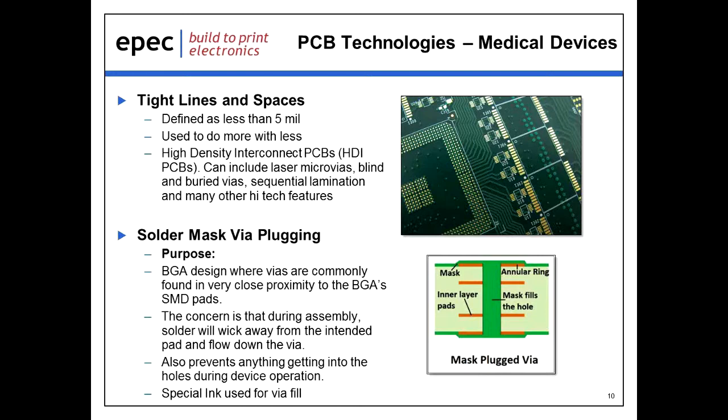It also prevents anything getting into the hole during device operation, depending upon the environment that it's going to be in. And one of the things to be careful of here is that via fill and regular solder masks are not the same product. Via fill ink is a very different animal with a very high solids content that will make sure that during the curing process you don't see any shrinkage, and it's built precisely for that use. So it adds another process to manufacture the printed circuit board.